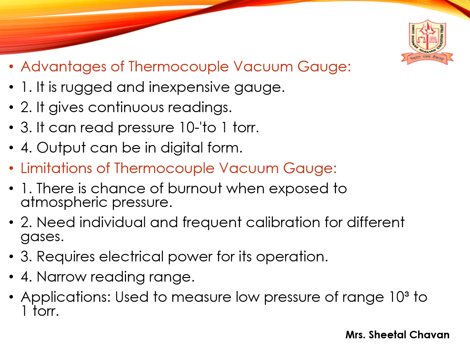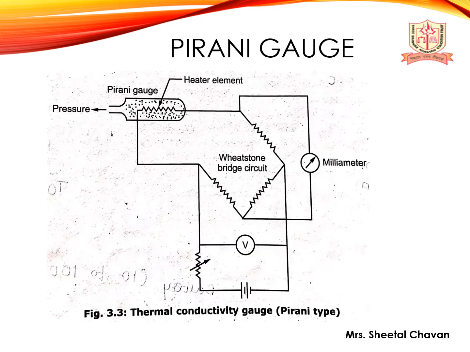Limitations of the thermocouple vacuum gauge. There is a chance of burnout when exposed to atmospheric pressure. It needs individual and frequent calibration for different gases. It requires electrical power for its operation. It has a narrow reading range. Then the application: it is used to measure low pressure in the range of 10 raised to -3 to 1 torr.